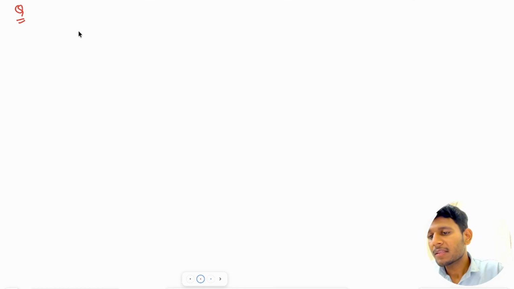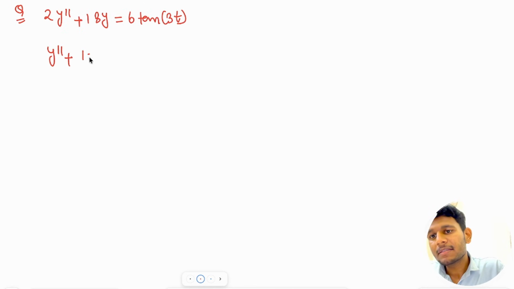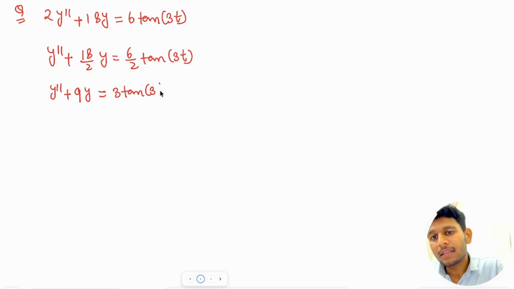So I have this question, that is 2y double dash plus 18y is equals to 6 tan 3t. How to solve this question? I told you, whenever this happens, you first have to make the leading coefficient 1. So divide by 2, then y double dash plus 18/2 y is equal to 6/2. Now it is converted to the standard form. Now it is y double dash plus 9y is equals to 3 tan of 3t.